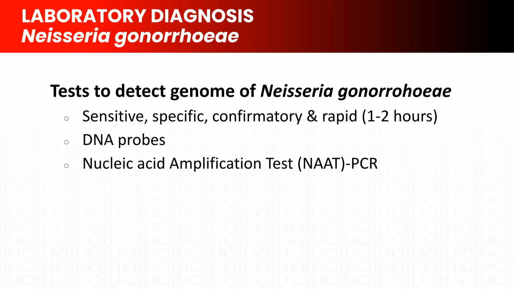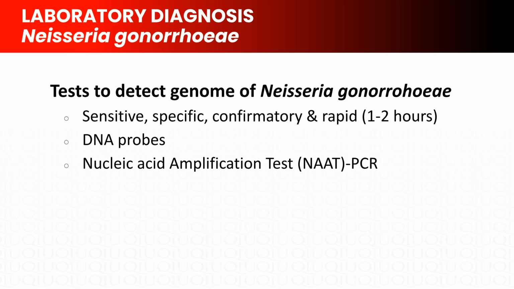PCR can be performed on a wide variety of specimen types. First, catch urine, especially useful for men as it's non-invasive. Vaginal swabs can be self-collected by women. Endocervical swabs, urethral swabs, pharyngeal and rectal swabs. The ability to use urine samples and self-collected swabs greatly facilitates screening programs and increases patient acceptability.